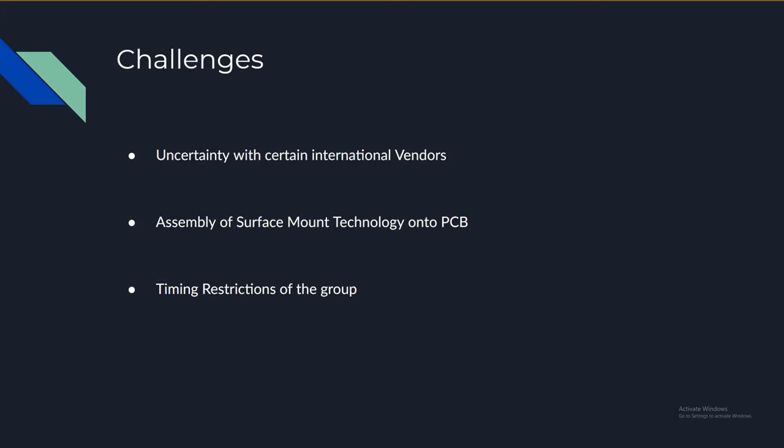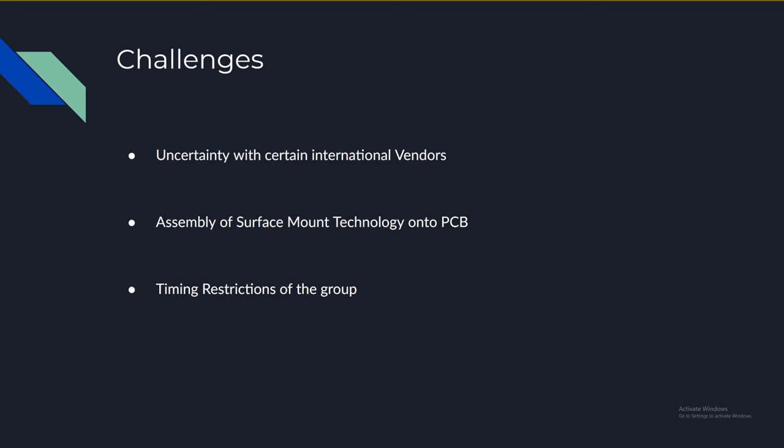The major challenges that have affected us so far are the uncertainty with the international vendors, mainly being JLC. The shipping time is really what has held us up the most. That has a large part to do with COVID and how it's strained the global supply chain.